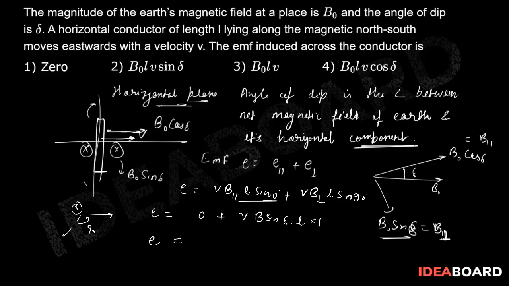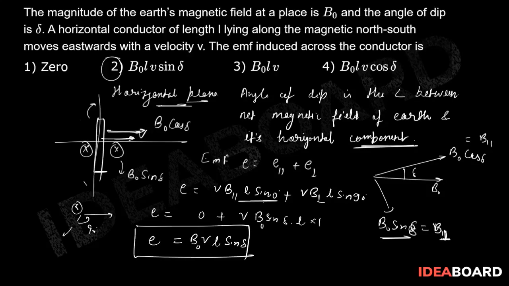So final answer will be E is equal to B naught into V into L into sin delta. So which option is correct? Option number 2 is the right choice. Okay.